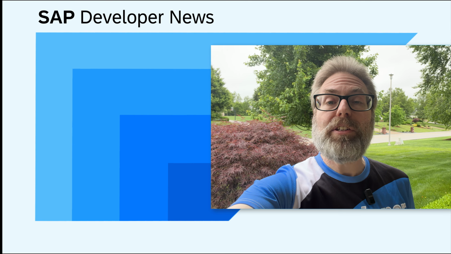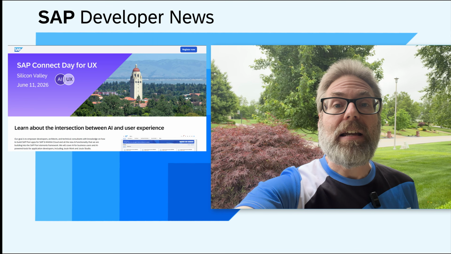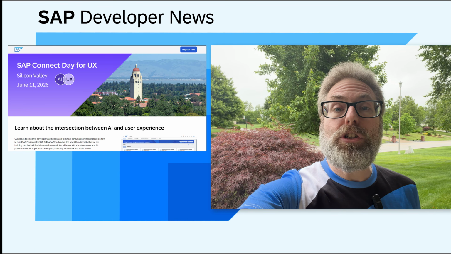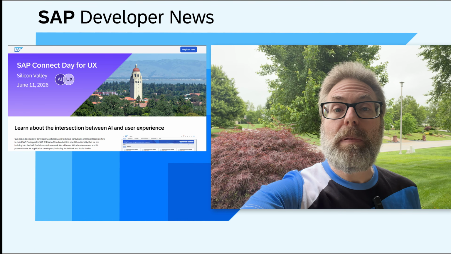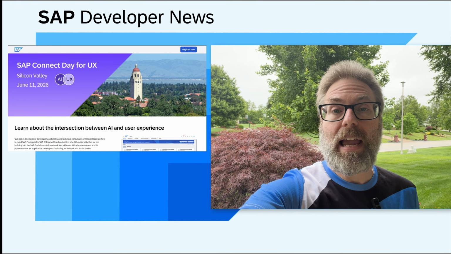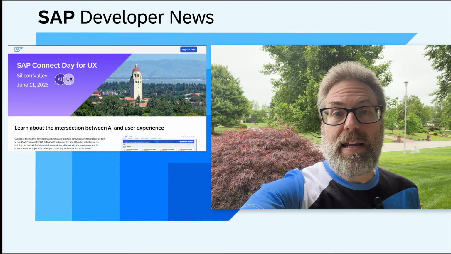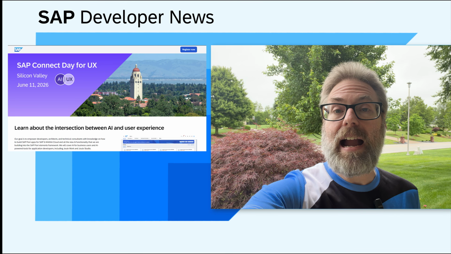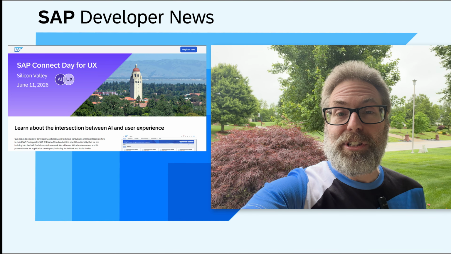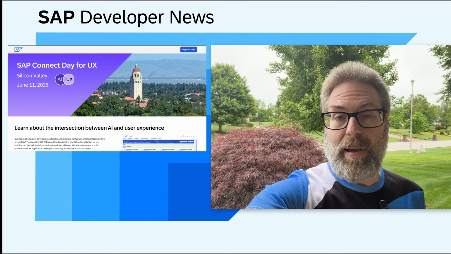A few weeks ago, we told you about an upcoming UX Innovation Day in the Silicon Valley area that will be taking place on June 11th. And we thought this would be a good opportunity to remind you of that because there's still time to register and plan to attend. And coming out of Sapphire last week, it's pretty obvious to everybody that AI is going to have a huge impact on, well, everything in our ecosystem, but the user experience is a big part of that impact.